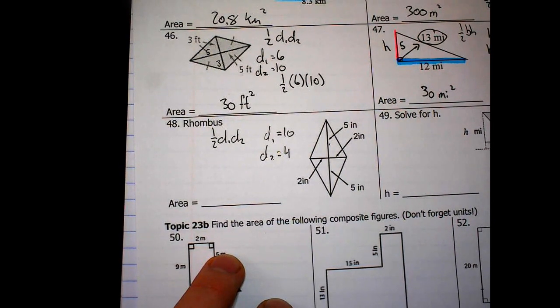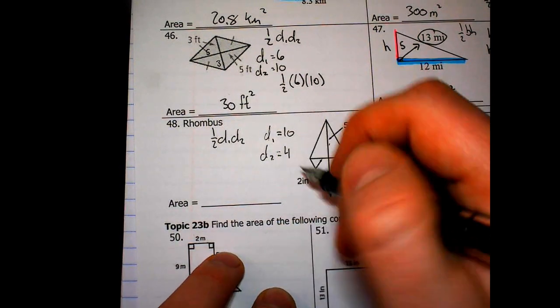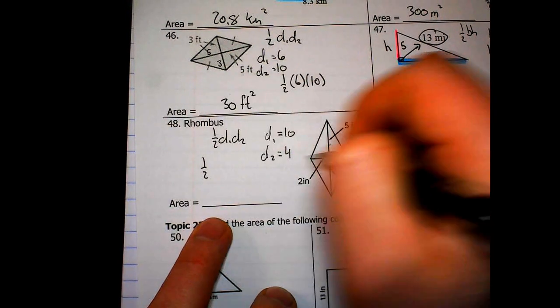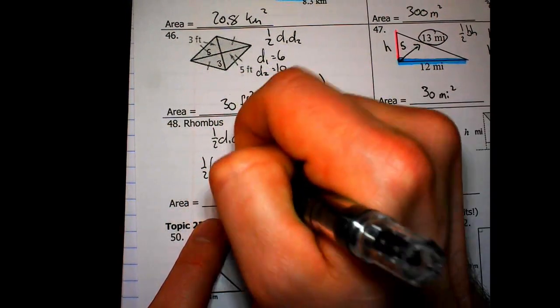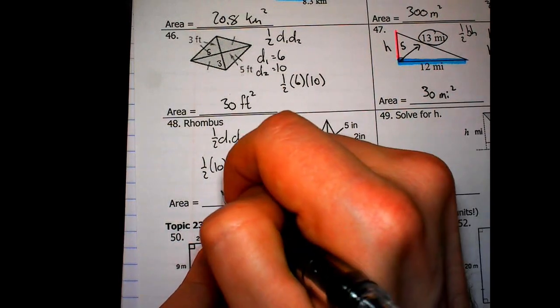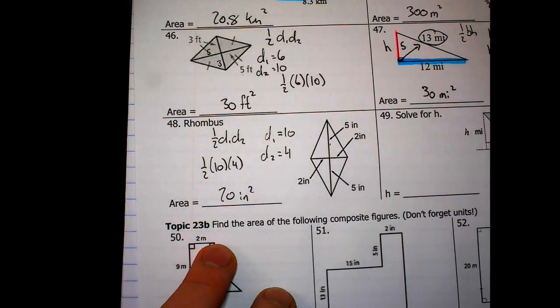Actually, I'm sorry, this is a rhombus, not a kite. Throw everything into our formula. 1/2, 10 times 4. 20 inches squared.